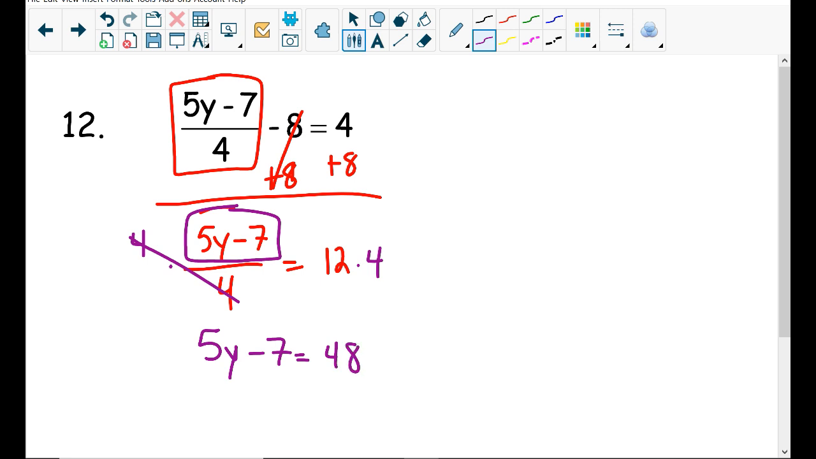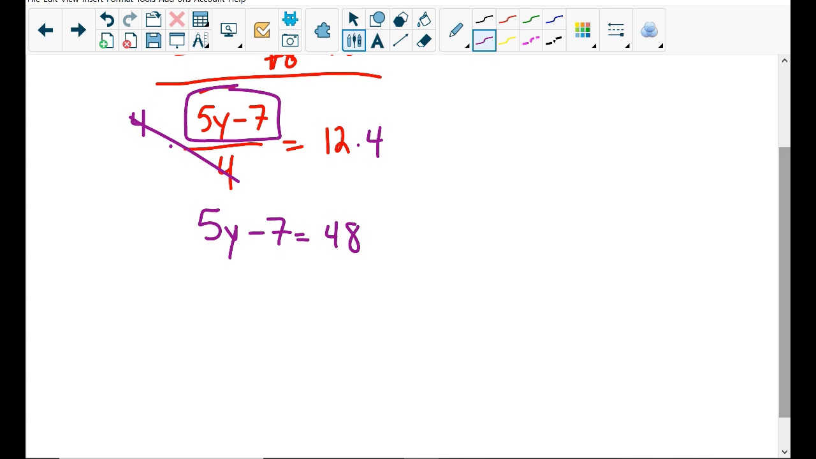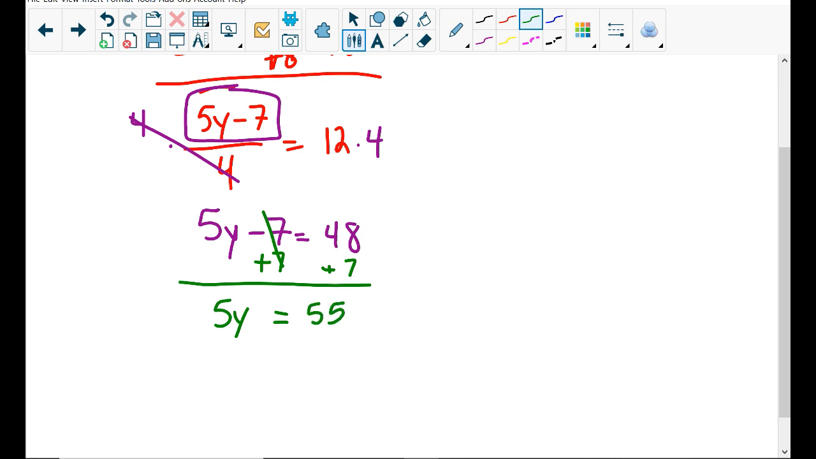Okay. Now we have that 2-step equation that we did yesterday. So we can get rid of that subtraction here by adding 7. So 5y, negative 7 plus 7, 0. 48 plus 7, 55. We'll divide them by 5. And y equals 11.